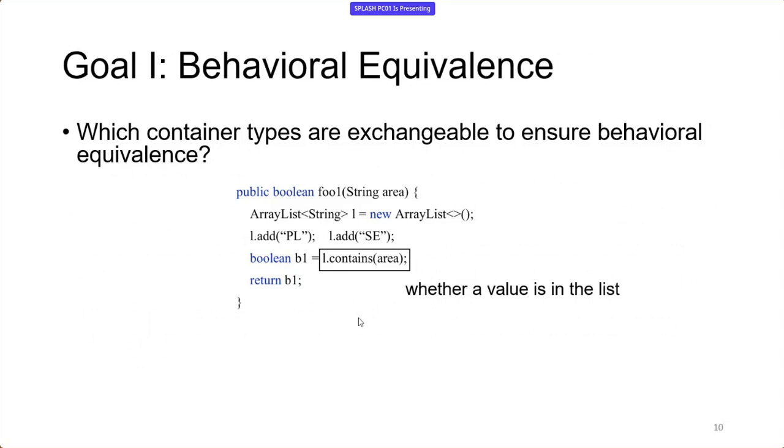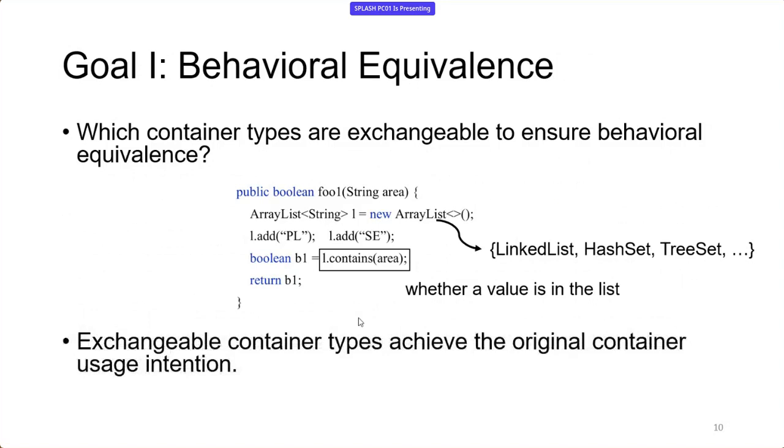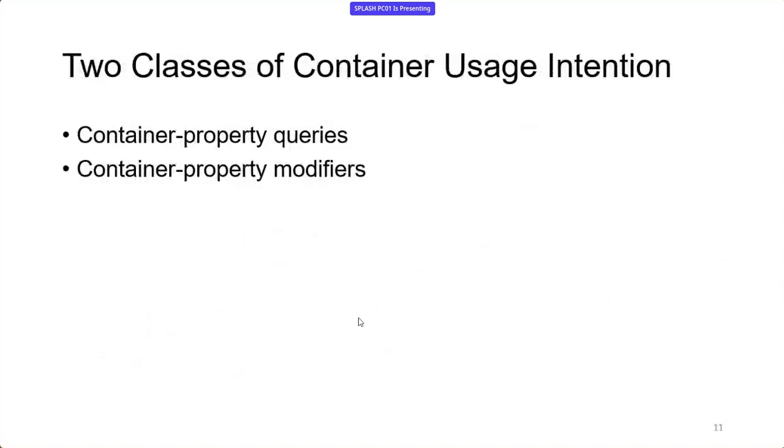Such functionality can also be supported by other container objects, such as a linked list, hash set, tree set, and so on. So we can notice that the exchangeable container types should achieve the original container usage intention, such as the value ownership in this example. To be more specific, developers may use containers because of two intentions. The first one is that they want to query some container properties, and the second one is that they want to modify them.